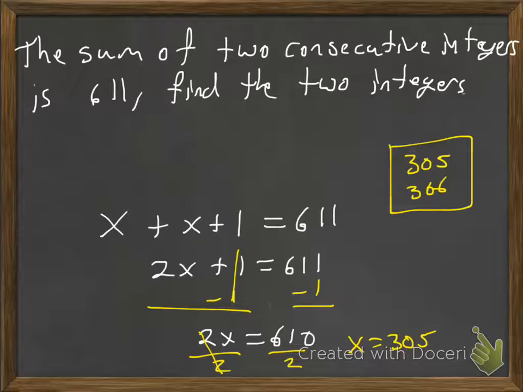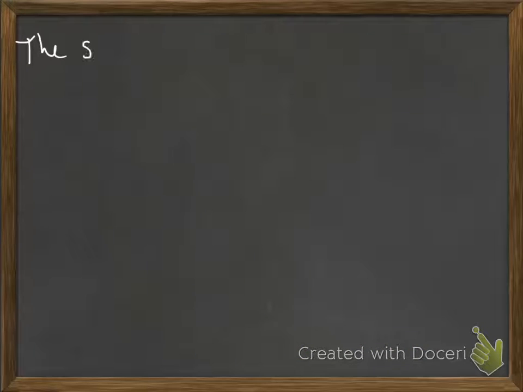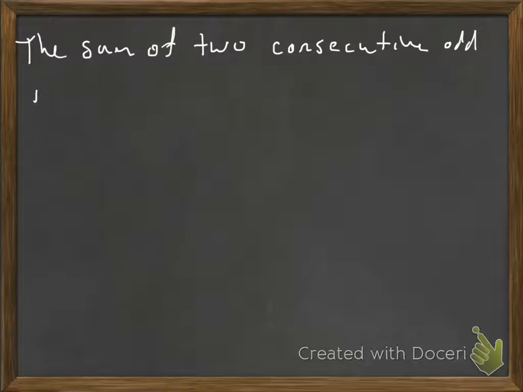Okay. I'm going to do one other one with consecutive, I think, odd integers. And if you can do consecutive odd integers, the same idea holds for consecutive even integers. So let's say the sum of two consecutive odd integers is 1424. And then we want to find those two integers.